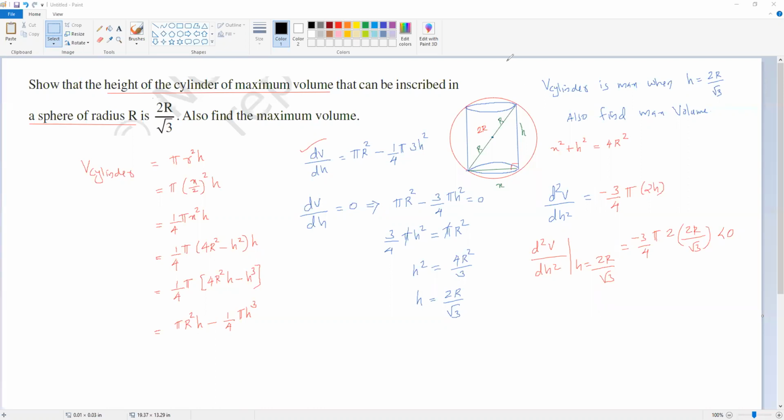So the remaining you have to do because there is not enough time. So now the derivative is 0 at h equal to 2r by root 3. That is what we proved. Now what you have to do is find the maximum volume. So volume को r का वैल्यू मिला, h का वैल्यू निकाल देना, then substitute कर देना. ठीक है. So that part you have to do.